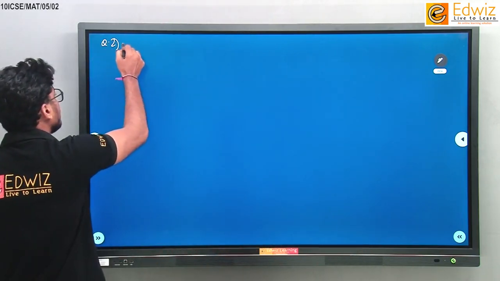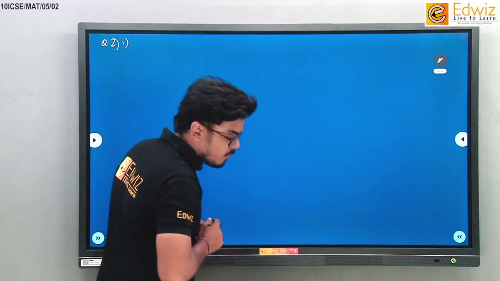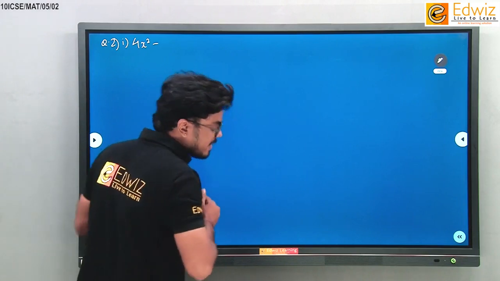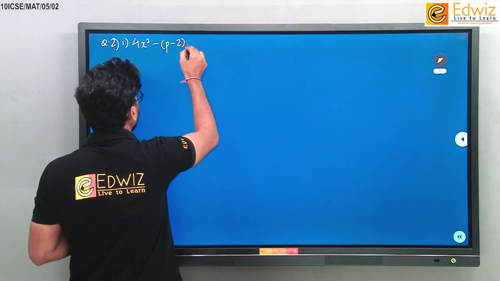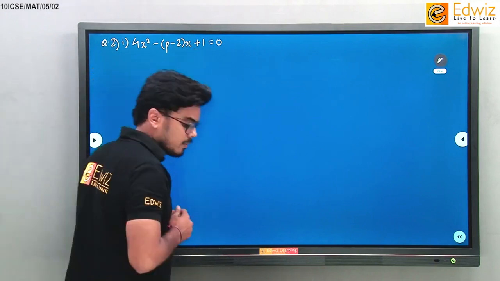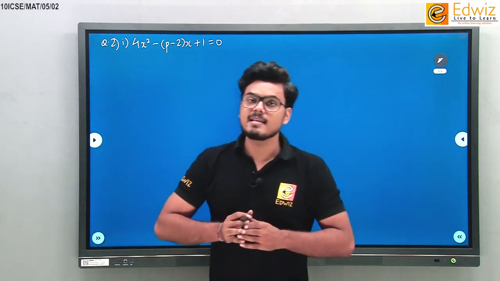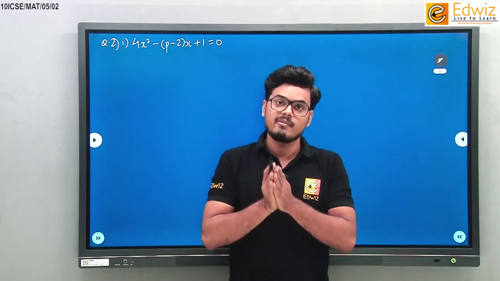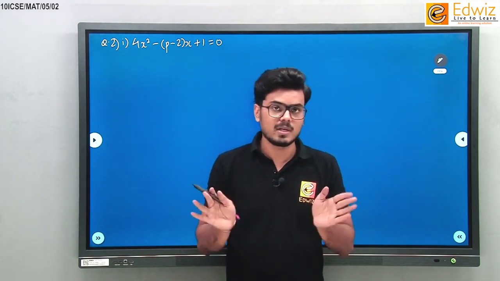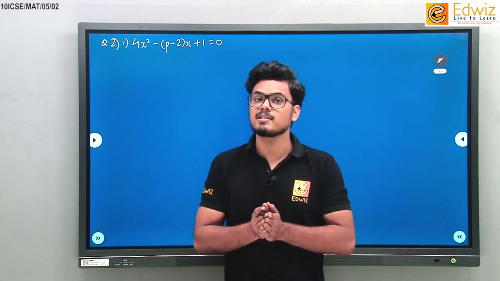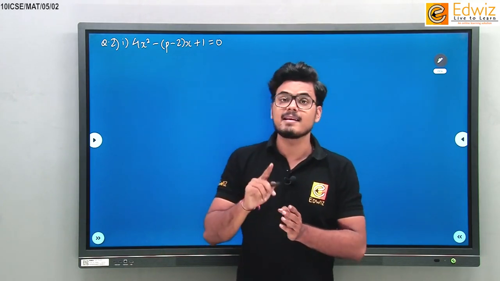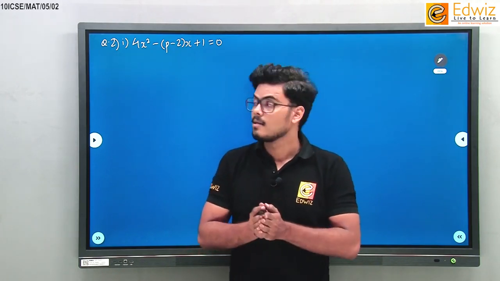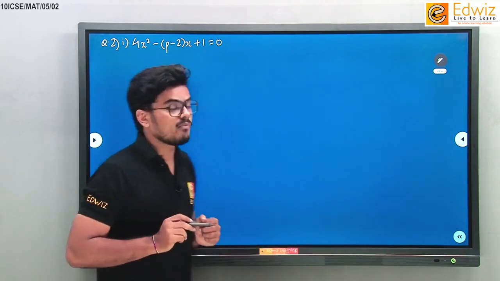In question number 2, the first equation here is 4x square minus (p minus 2) into x plus 1 equal to 0. Correct? So what they are telling us is that the roots are real and equal. Okay, they have already told us the nature of the roots. We don't need to find that out. So b square minus 4ac when the roots are real and equal is always equal to 0. We know that, correct? So using that information we have to find p.